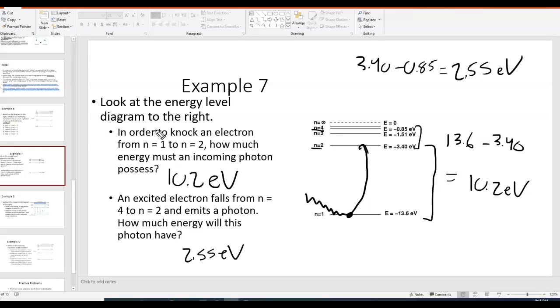Okay, so pause there if you need to look at that some more. We're going to do two more examples.